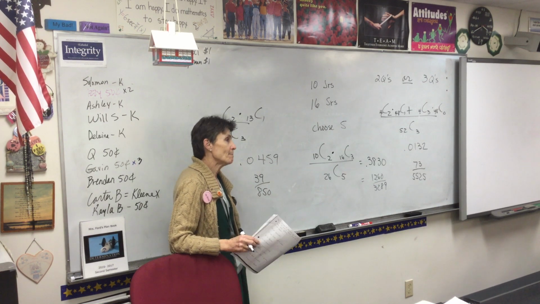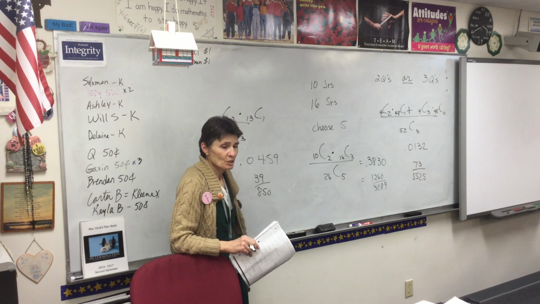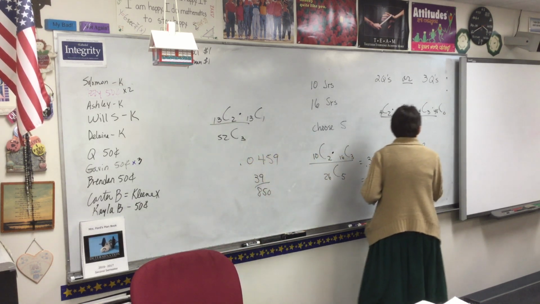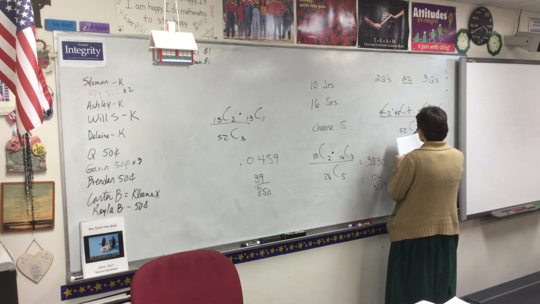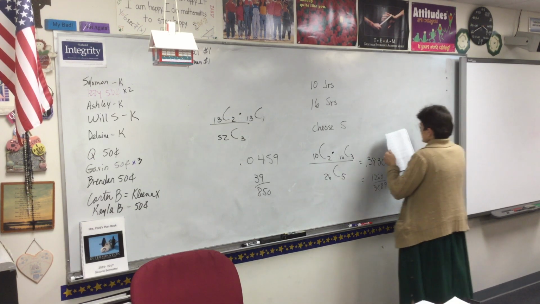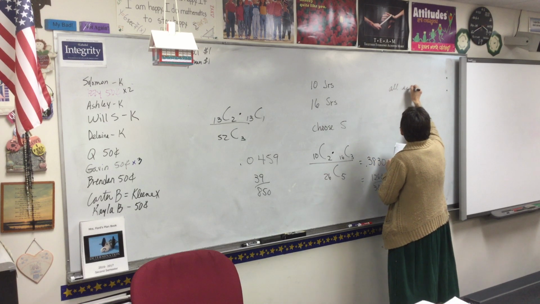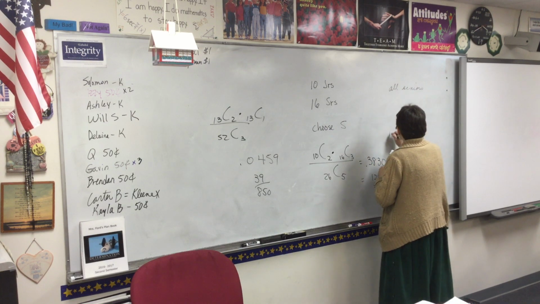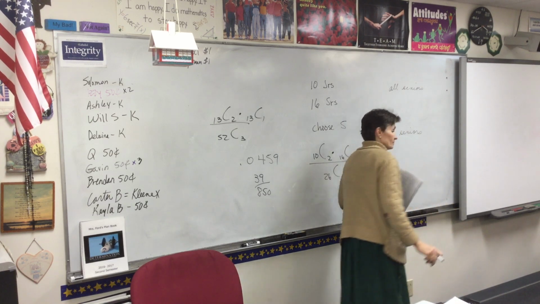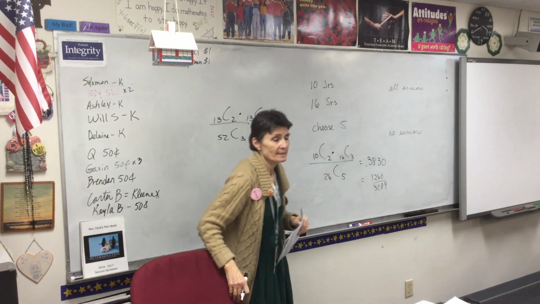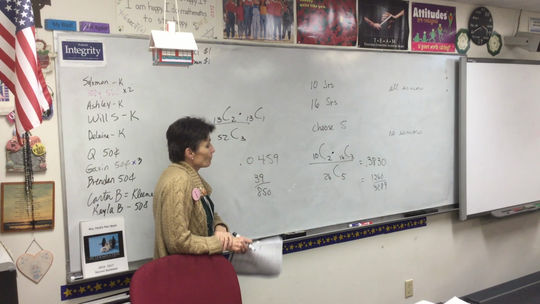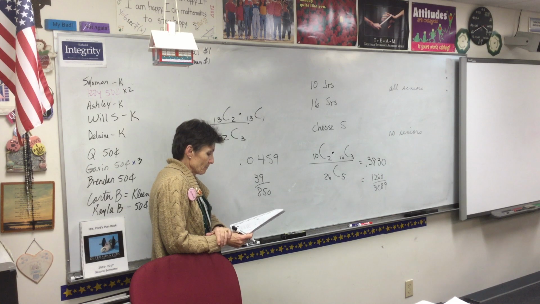All right, try B and C on your own. Check your answers with your partner. So B is all seniors. And then D is no seniors. Pay attention. You're finding a probability now.